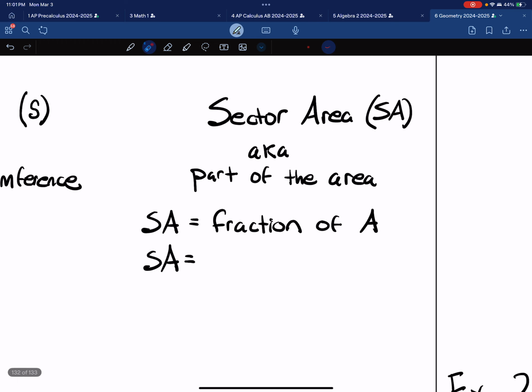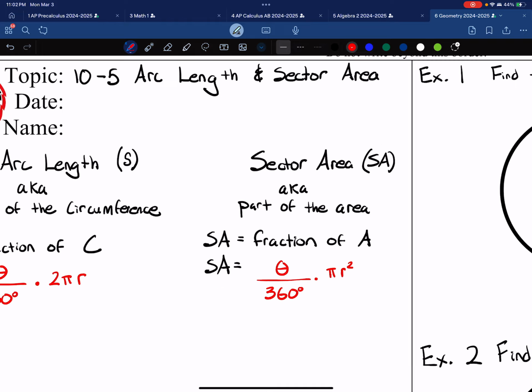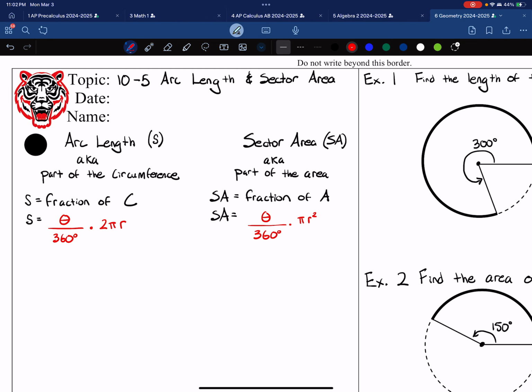And this is very similar for sector area. I've chosen the very bad variable of SA for sector area. What type of area is it? I don't know. I'm just going to call it SA as opposed to just A. Most people online just call it A, but that's confusing between sector area or just normal area. So again, this is just a part or a piece of the area, so that's a fraction of the area. And guess what fraction we're using? Well, it's the part angle over the total angle. So it's theta over 360 degrees, and we multiply that by the formula for A. A is pi r squared. So we have two formulas ready to go. Let's go ahead and see how we apply them.